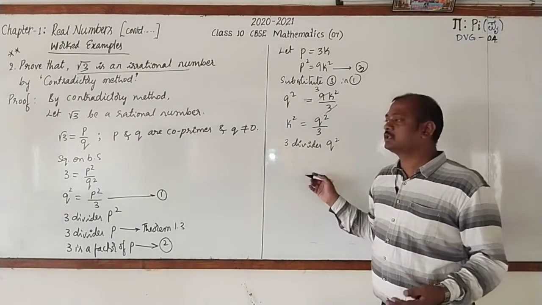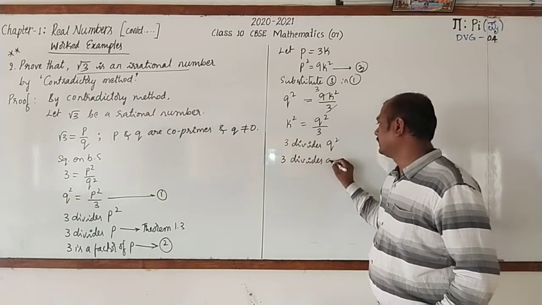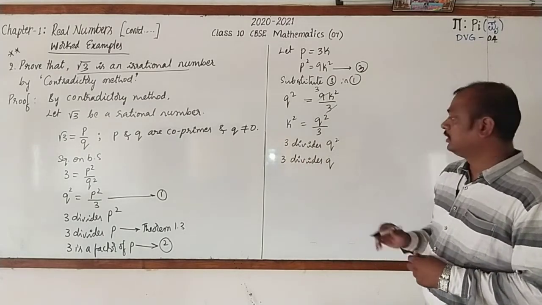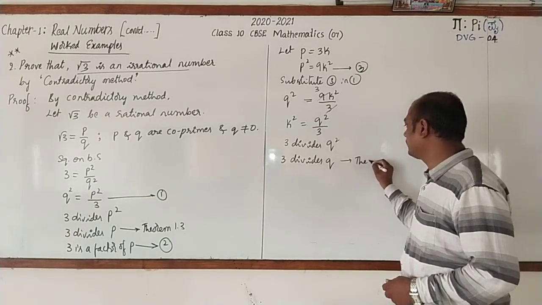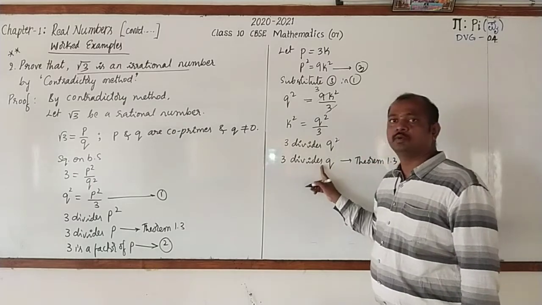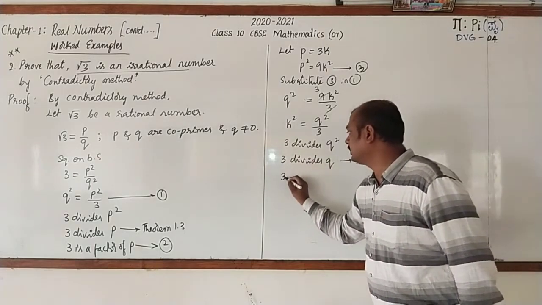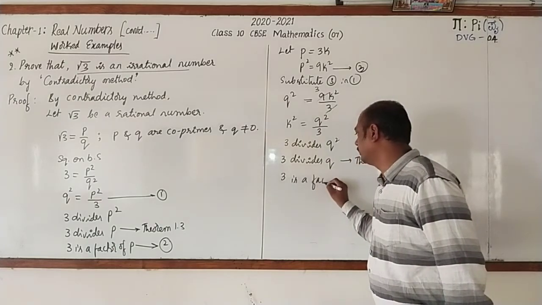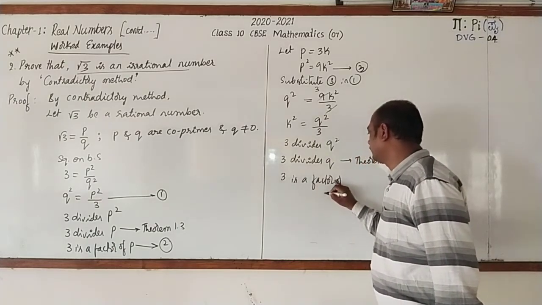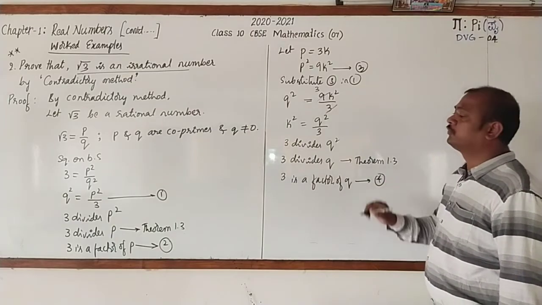If 3 divides Q square, 3 also divides Q, according to theorem 1.3. If 3 divides Q, what do you say? 3 is a factor of Q. You may call it statement 4.